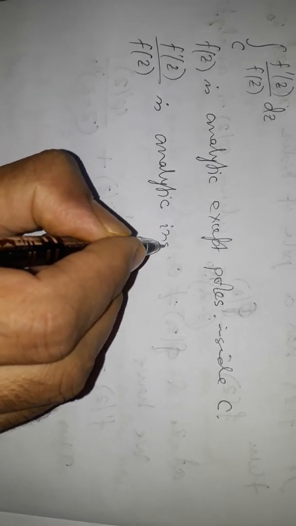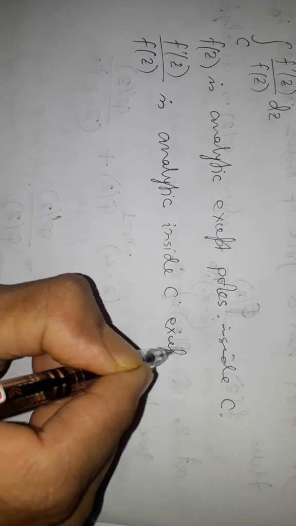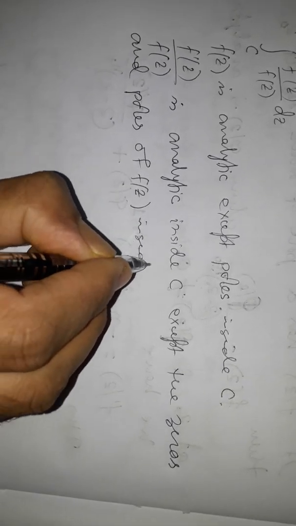So therefore the function f prime z by f z is analytic inside C except at the zeros and poles of f z inside C. Okay, so now let f z have a zero of order m naught at z naught inside C.